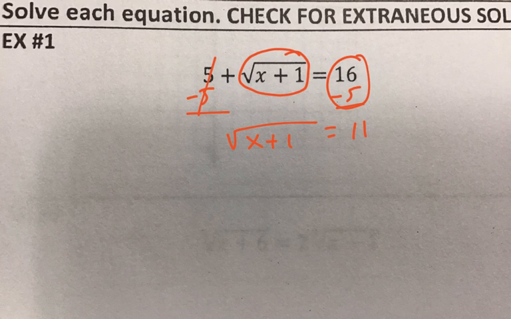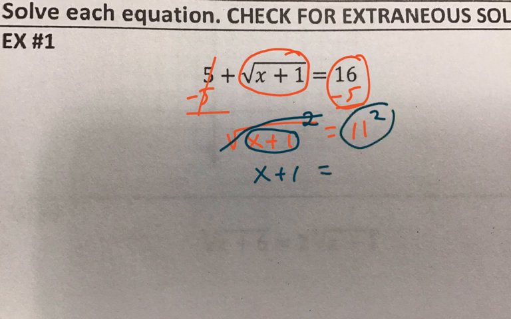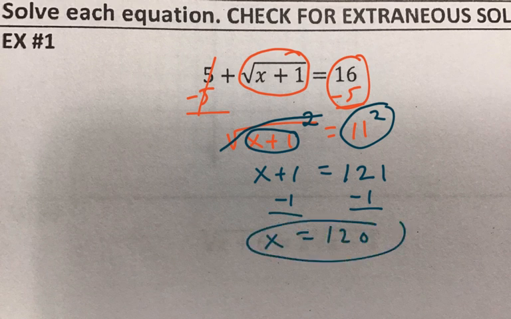Now what do we do? Step 2 is once the square root is by itself, you should know that the inverse of a square root is a 2 power, a square. So when I square both sides, I get rid of the square root. Notice what I have left over, x plus 1 equal. Now here, we all should know 11 squared, 11 times 11, is 121. And now all I need to do is minus 1. And so x, in this case, is 120.